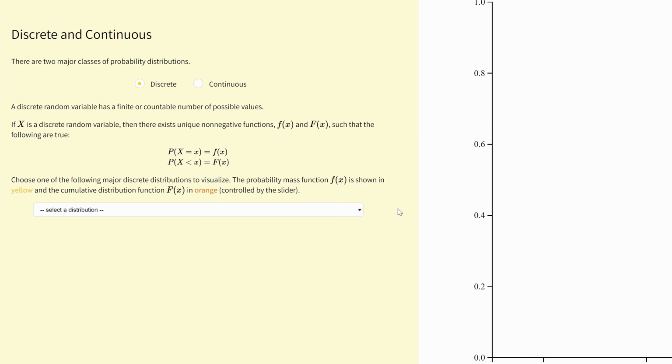Discrete and continuous. Two classes of probability distributions: discrete and continuous. What does that mean? So discrete is something that has like an integer, right? Units, right? 1, 2, 3, 4, 5, right? So you've got probability of those.